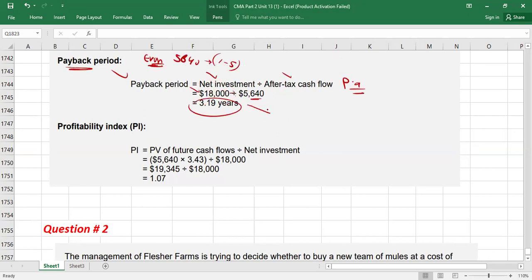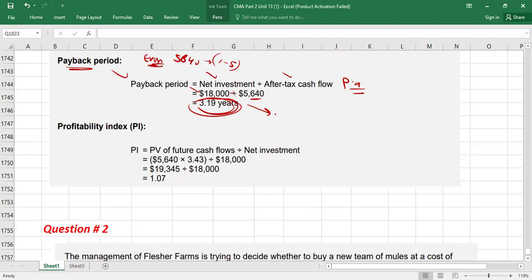Please remember, I skipped one thing that I'll also explain, but let me complete it here. So this is the payback period. This payback period means your project will take 3.19 years to recover the cost. That is called payback period, right? It is the period that the project will take to recover its cost, like how long a project will take to recover its cost. So it will take 3.19 years.